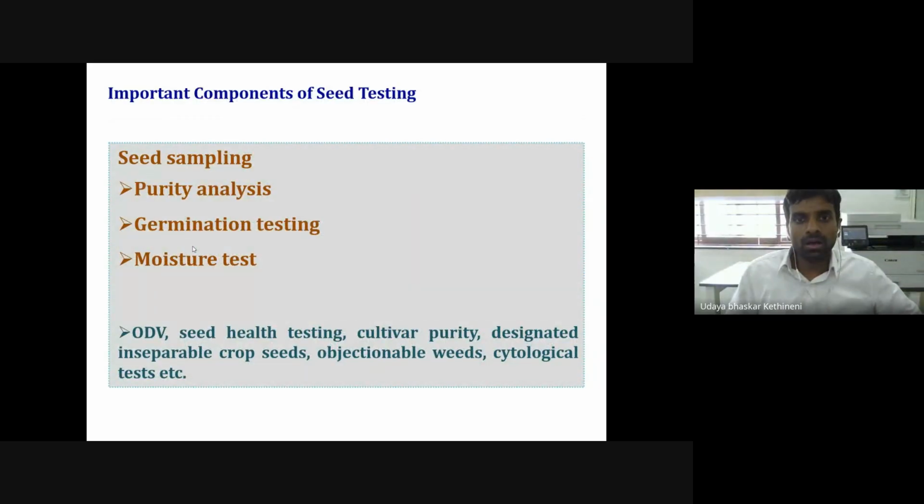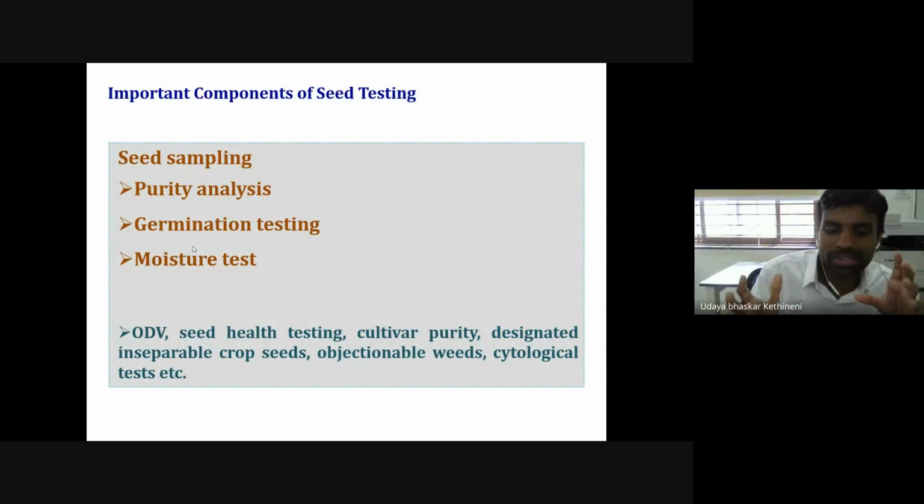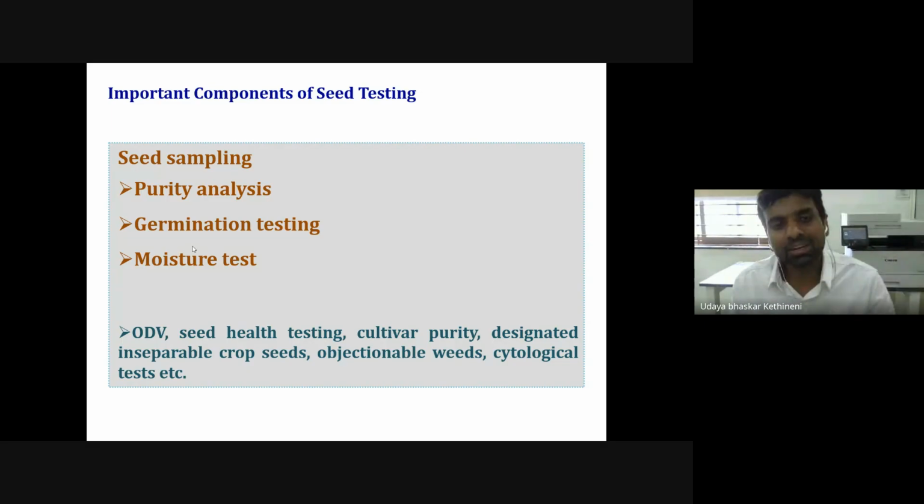This is with respect to the ISTA rules, but ISTA rules as such imply the method of testing. They infer nothing but testing methodology only. If we see the testing methodology, what is the prerequisite for testing? Sampling. Sampling is the prerequisite for testing. That means if your sampling is robust, then your testing result is reliable. Otherwise, if your sampling itself is flawed, then there is no sanctity for your testing result.